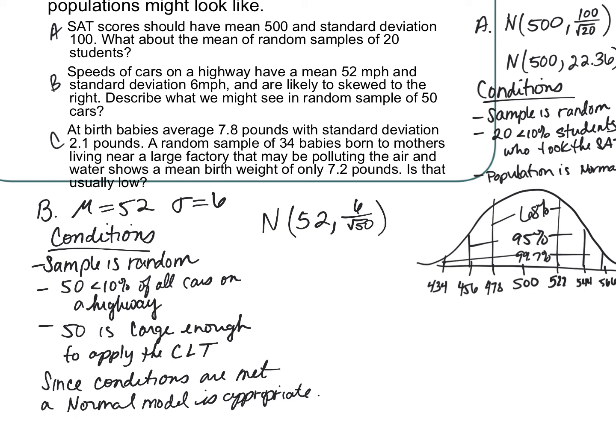Central limit theorem, remember, says even though the population of speed on the highway is skewed to the right, if my sample size is large enough, I pick 50 cars, I find the mean, and I put it on a distribution, in a dot plot, in a histogram. I find another 50 cars, find that mean. That distribution is going to be normal, even though my population distribution is not. And so that's 52, and 6 divided by the square root of 50 is 0.848.